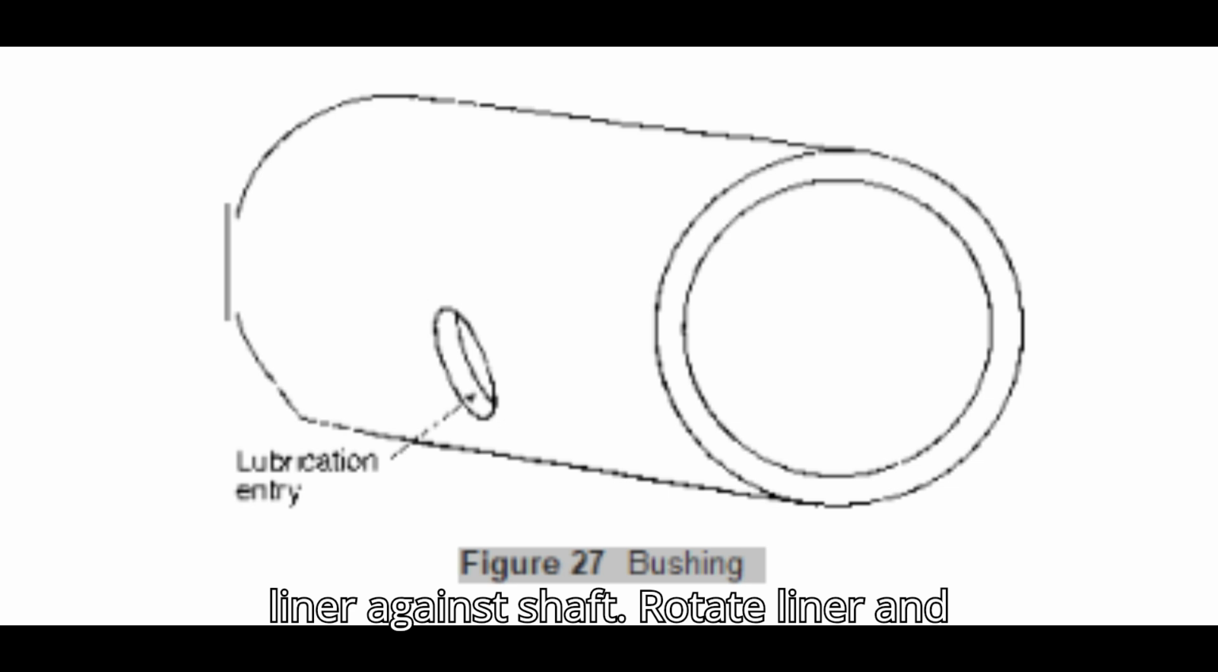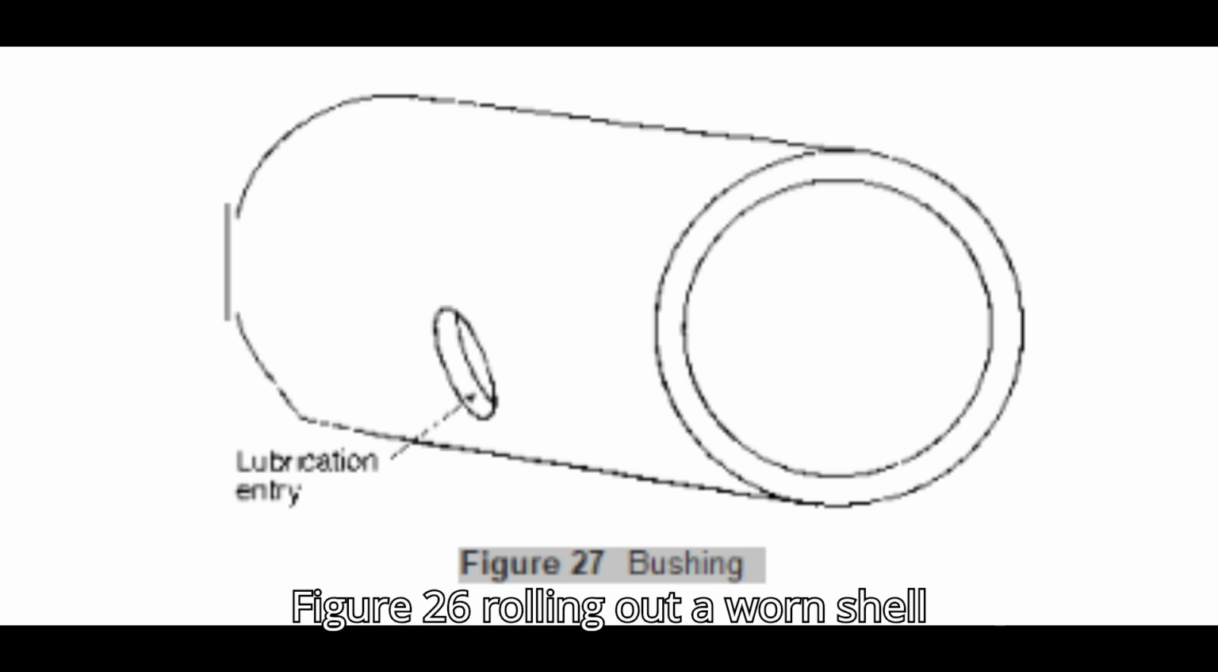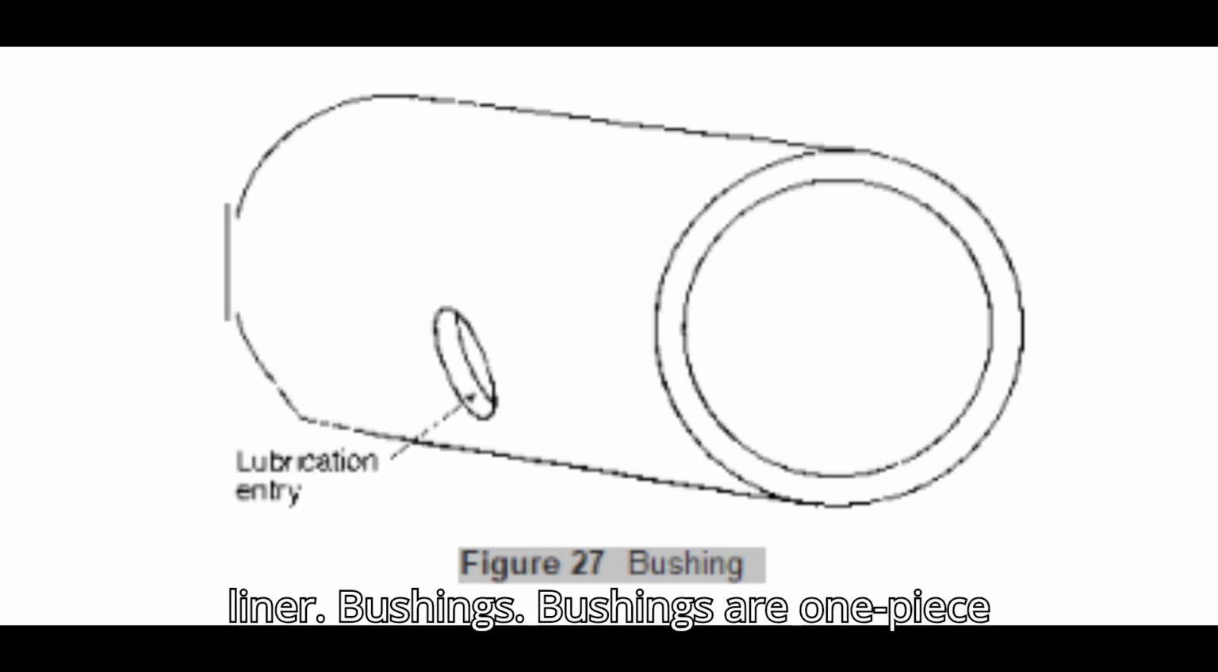Hold base liner against shaft. Rotate liner and remove. Roll a new liner in the same manner. Figure 26, rolling out a worn shell liner.